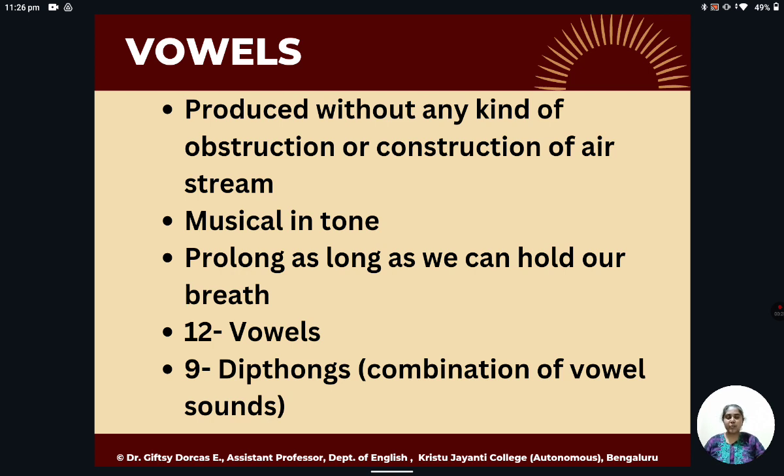Vowels are produced without any kind of obstruction or constriction of the airstream, and they are more musical in tone and can be prolonged as long as we can hold our breath. According to phonetics, there are 12 vowel sounds, called pure vowels, and there are 9 diphthongs, that is, combinations of vowel sounds.